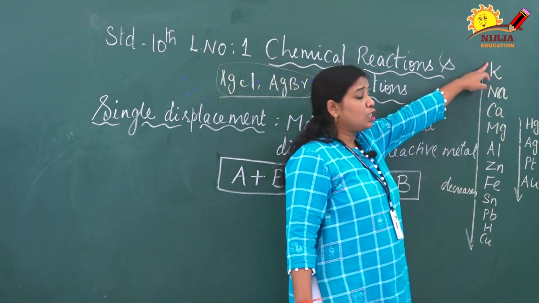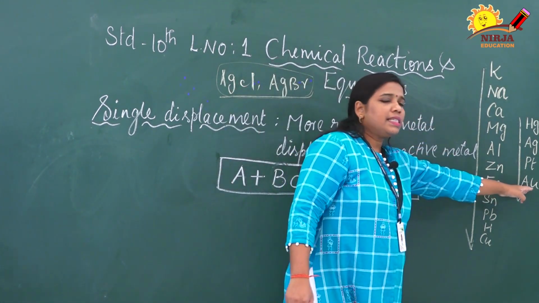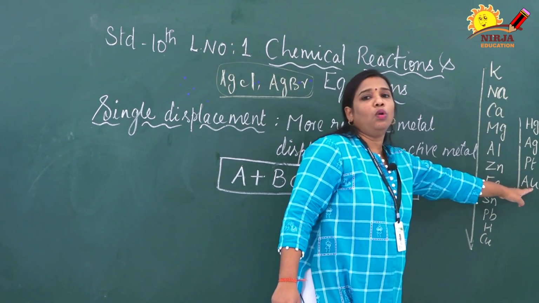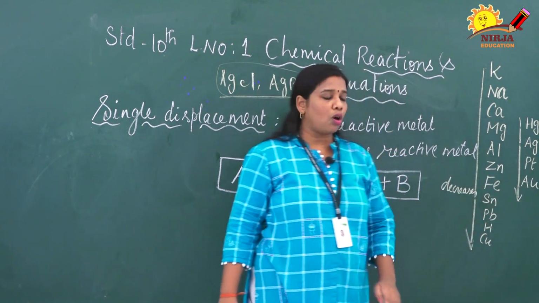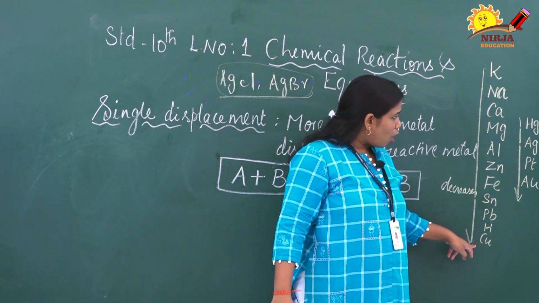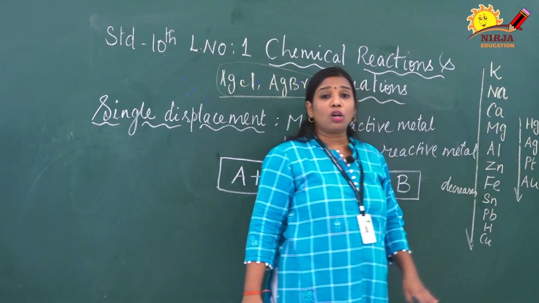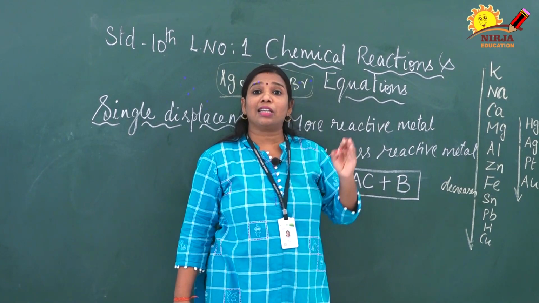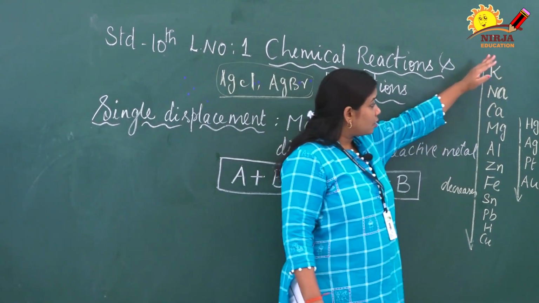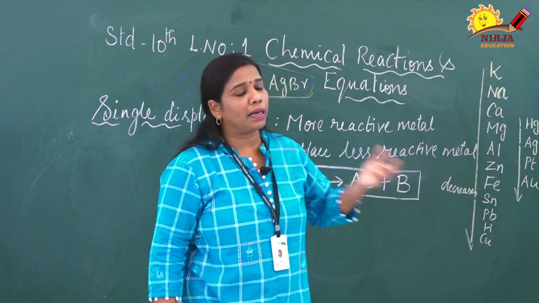The first topmost one is potassium. The least reactive metal is gold. Apart from hydrogen, the remaining metals below hydrogen, copper, mercury, argentum, platinum, gold, are all called least reactive metals. Above hydrogen, these are all called highly reactive metals.